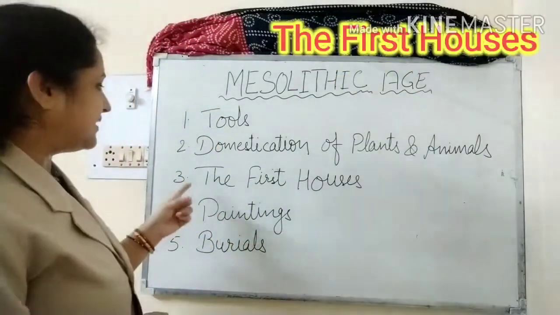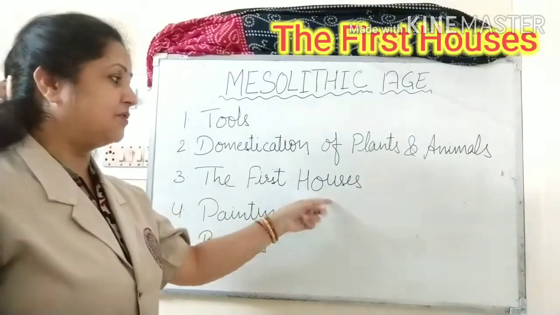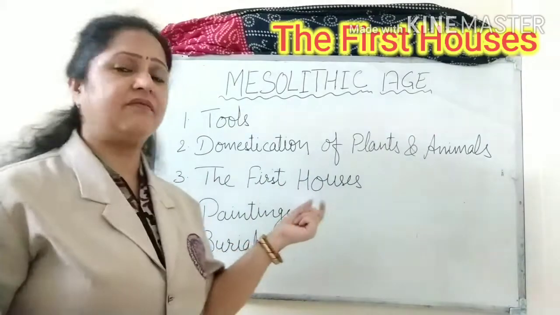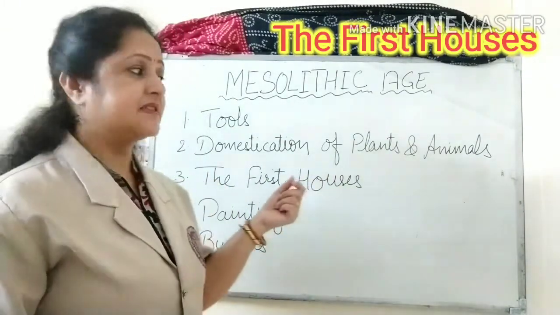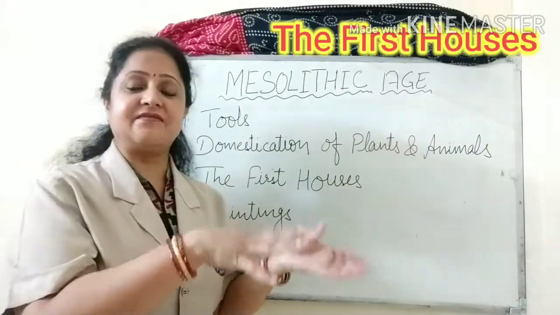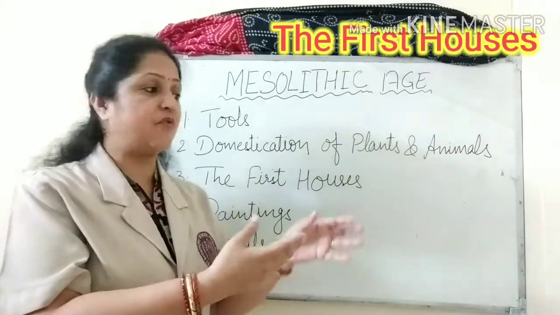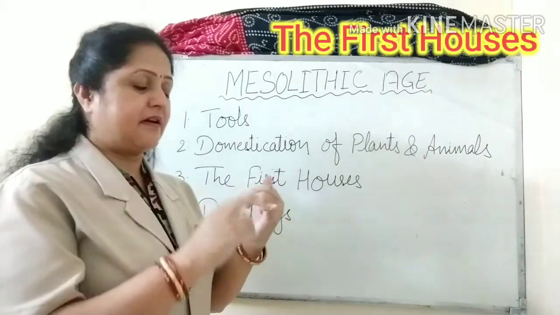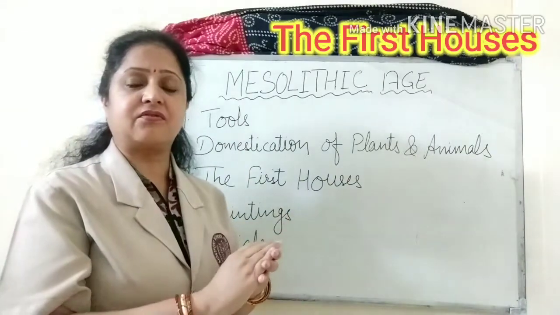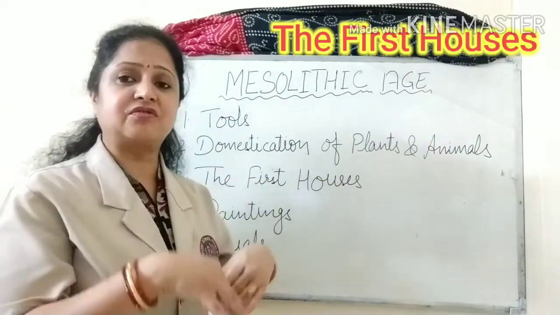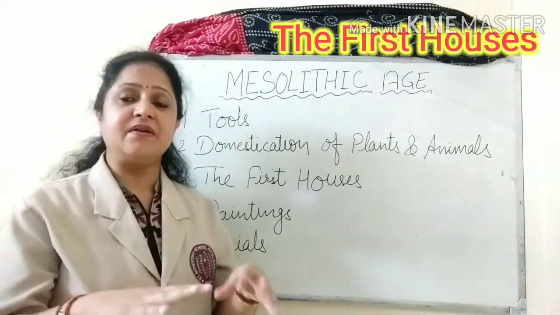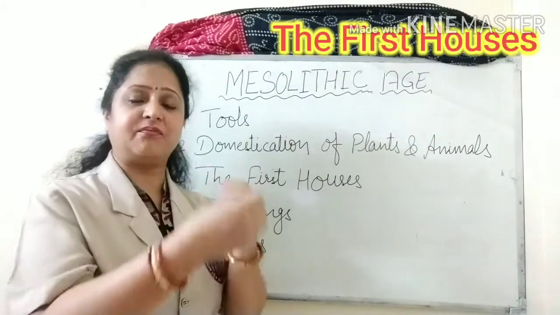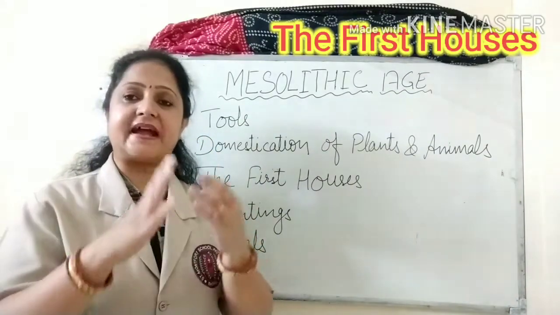So the next topic here is the first houses. During the Mesolithic age, man used to live in rock shelters as well as in caves. But he returned to the places where he had grown his crops during the time of harvest. During the time of cutting the crops and consuming those crops completely, till that time he used to live in those places only. That means for the next 3-4 months he used to live in those places.